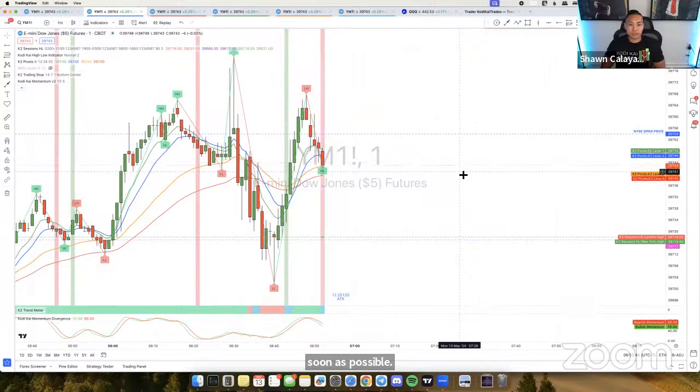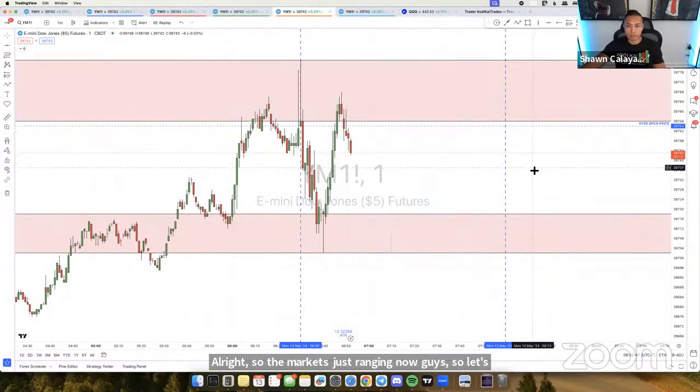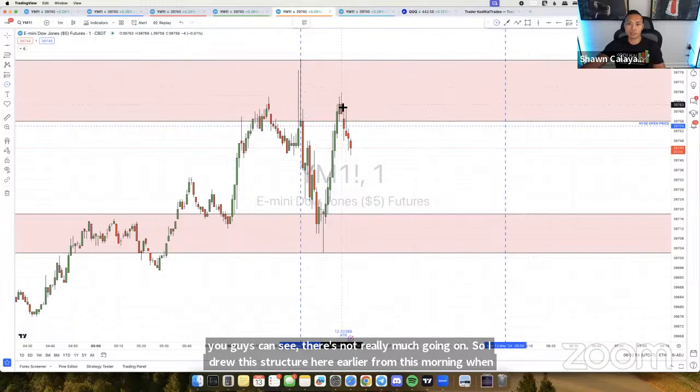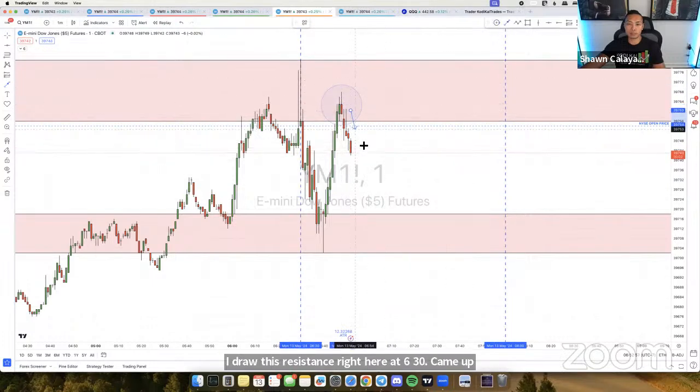All right, so the market's just ranging now, guys. So let's go back over here to our clean chart. As you guys can see, there's not really much going on. I drew the structure here earlier from this morning when market opened. I drew this resistance right here at 630. You can see our price came up, rejected off the resistance right here, and then came right back down.